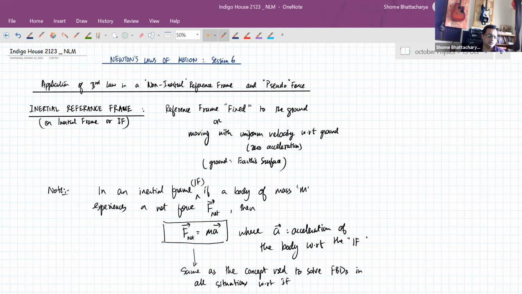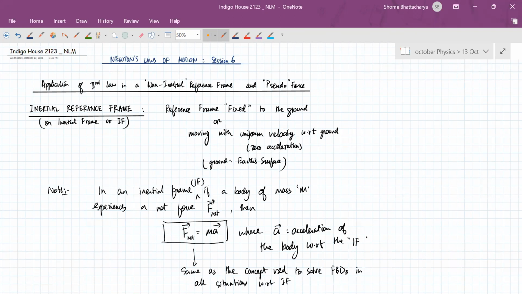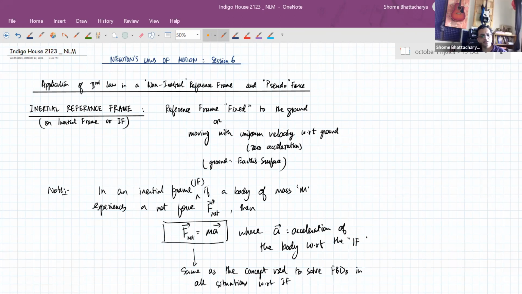Now we will see a different variation of this: what if we are conducting our experiment or making a free body diagram with respect to a reference frame which is not an inertial frame? That is, it does not satisfy the condition that we have written above for inertial frame. That is, it is moving with some acceleration. Because the condition for the frame to be inertial is that it should either be at rest or fixed with respect to the ground, or if it is moving, it should move with uniform velocity. It should not have acceleration. So that is the condition for inertial frame. So what if we have a reference frame which does not satisfy this condition? Then how do we deal with the application of Newton's second law? That's what we are coming to in the next part.